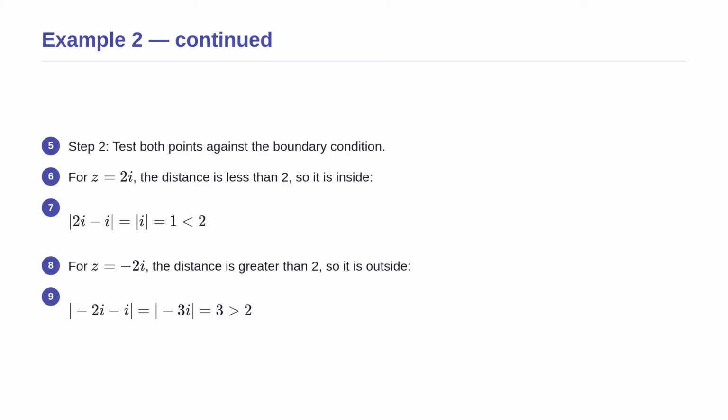Next, we must test both points against our boundary condition to see which ones actually fall inside our specific circle. We check their distance from the center. The first point, 2i, is at a distance of 1 from the center, so it is safely inside the circle of radius 2. The second point, negative 2i, is at a distance of 3 from the center. Because 3 is greater than 2, this second point is outside the loop and we completely ignore it.